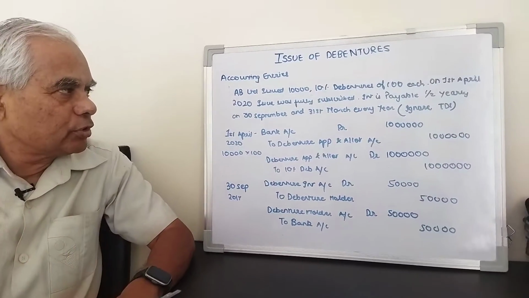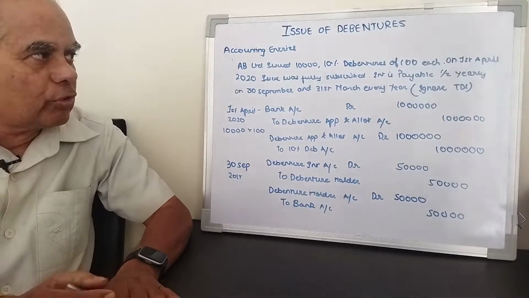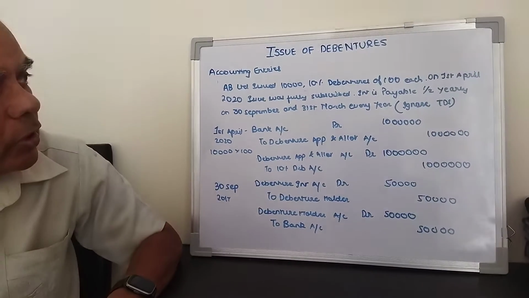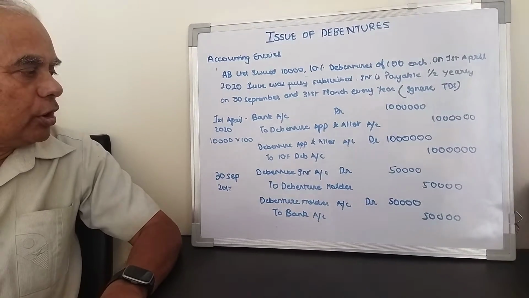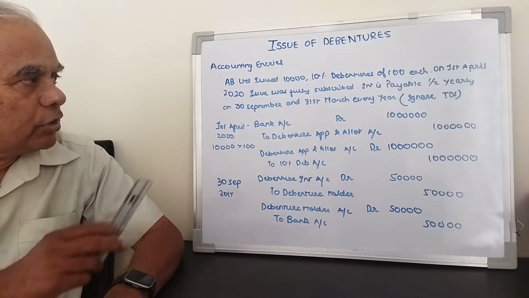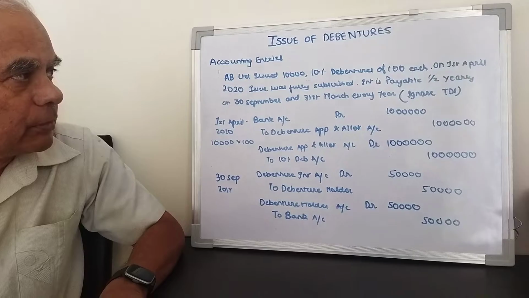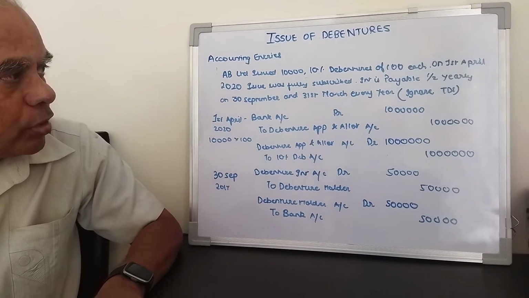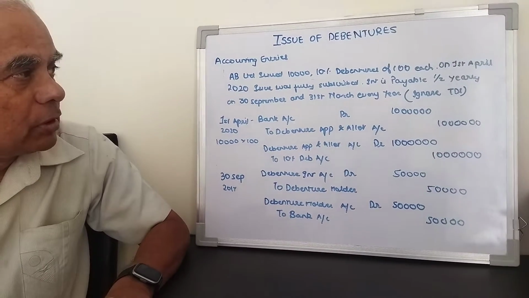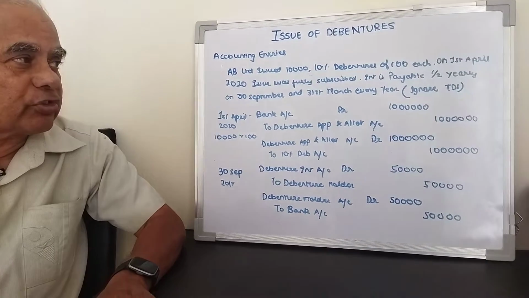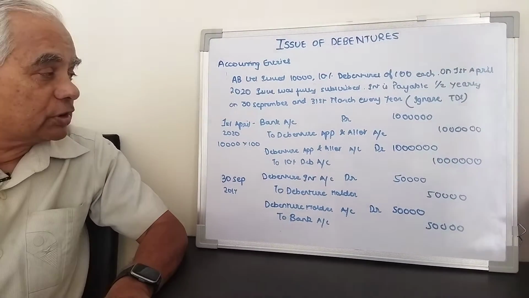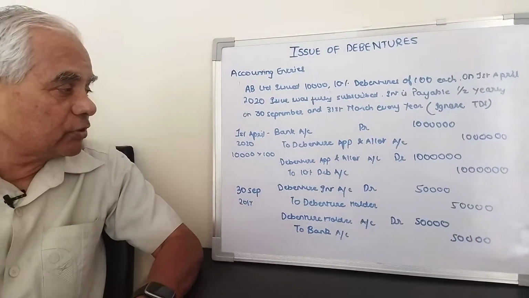AB Limited issued 10,000 10% debentures of rupees 100 each on 1st April 2020. Issue was fully subscribed. Interest is payable half yearly on 30th September and 31st March every year. Ignore the tax. Here we are not going to consider the tax.